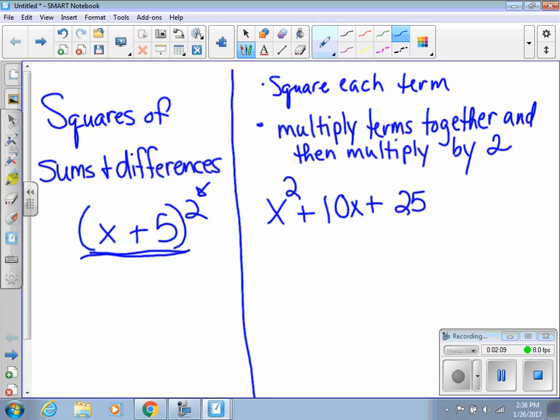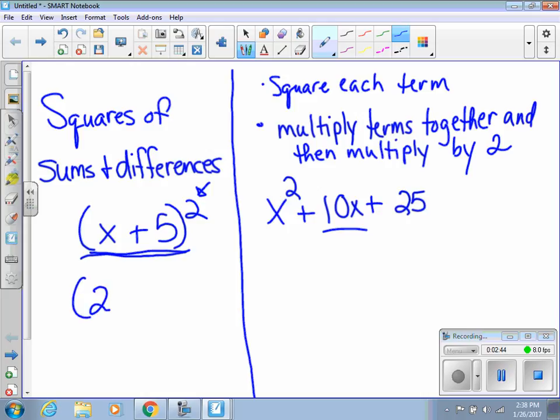So if I were to have FOILed x plus 5 times x plus 5, I would have gotten x squared plus 10x plus 25. But because I know that they're both exactly the same binomial, and it's squared, I can square the first term, square the last term, multiply the terms together and double them, and you will have your FOILed polynomial. So let's try this one.